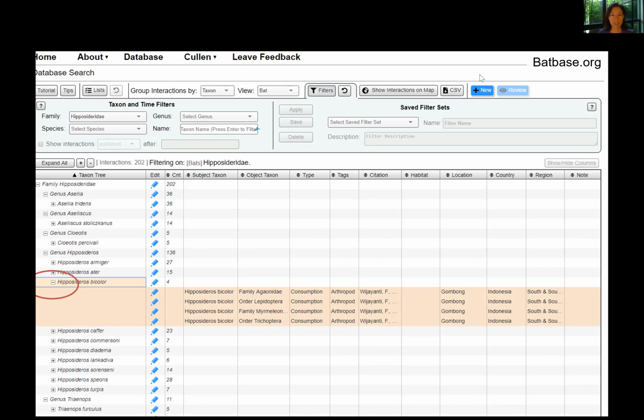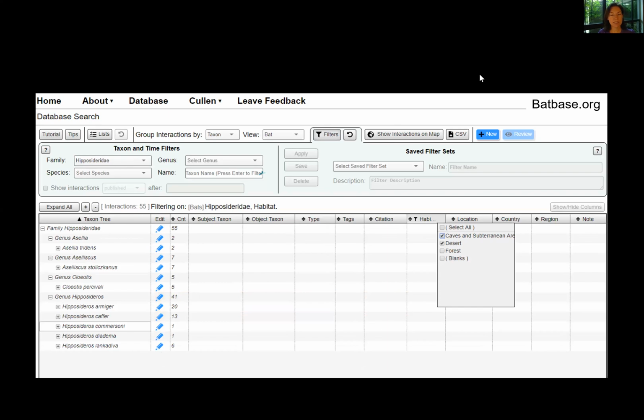So then you can sort more, and in this case, I wanted to look at habitat type. Just for the sake of showing you how this works, I chose caves and deserts. So this should pull up all the data that we have that are from habitats that are caves and deserts. And that gets us down to 55 interactions total there.